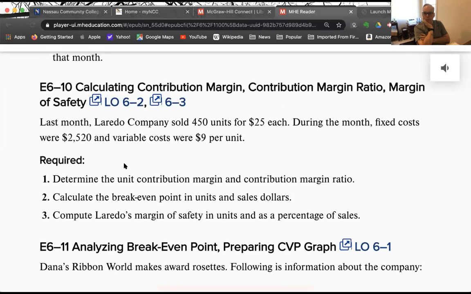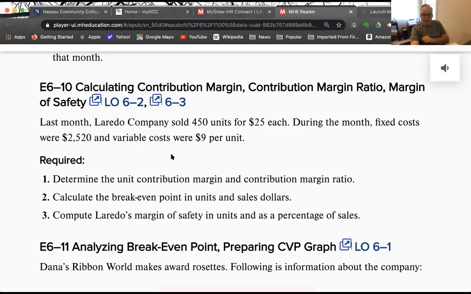Last month, Laredo Company sold 450 units for $25 each. During the month, fixed costs were $2,520 and variable costs were $9 per unit. So here's what they want us to do. Determine unit contribution margin, 25 minus 9, and contribution margin ratio. Now, 25 minus 9 is 16, so contribution margin ratio would be 16 over 25, right?